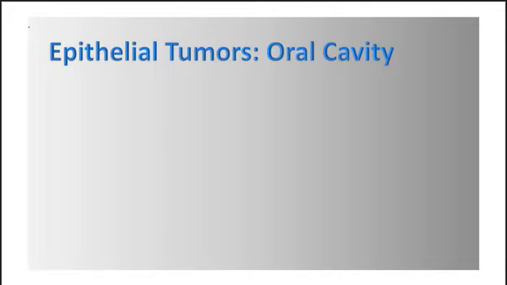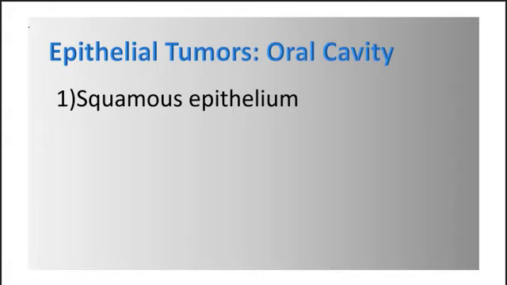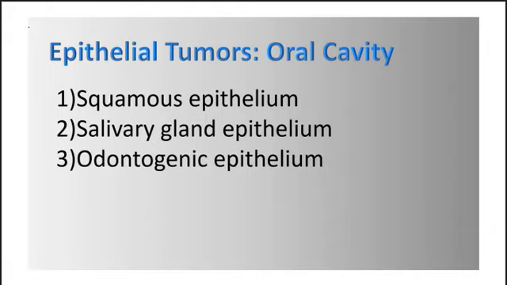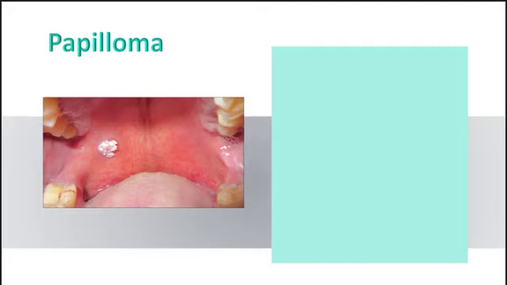If you remember back in oral anatomy, we learned about the different types of epithelium. There's a variety of tumors which can arise from the epithelium, but in the oral cavity, we're going to discuss those that arise from squamous epithelium, those that arise from salivary gland epithelium, and those that arise from odontogenic epithelium. We're going to start by talking about neoplasms of the squamous epithelium, and there are 4 neoplasms in this category: papilloma, squamous cell carcinoma, verrucous carcinoma, and basal cell carcinoma.